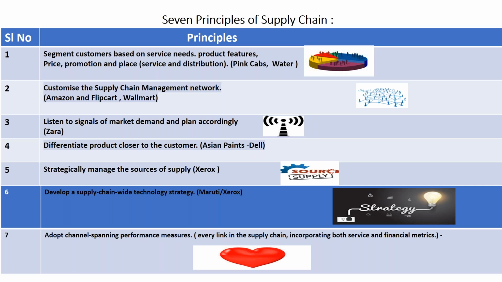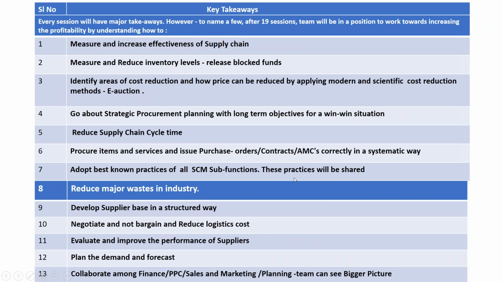Adopt channel spanning performance measure. That is, every link in the supply chain incorporating both service and financial matters. I have shown the symbol as a heart because this is the heart of supply chain. Channel spanning is a heart because it constantly measures both service levels and financials at every stage.